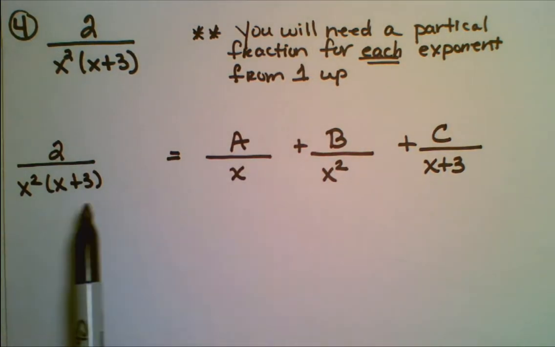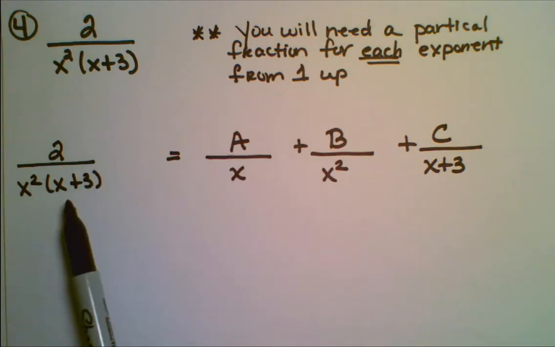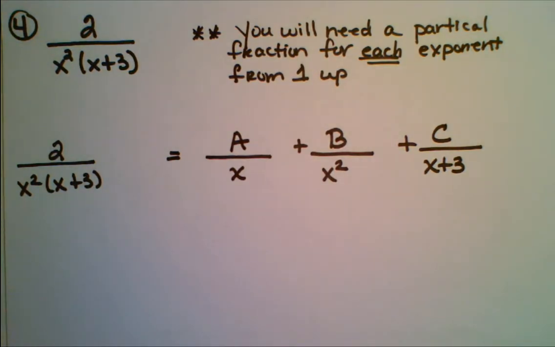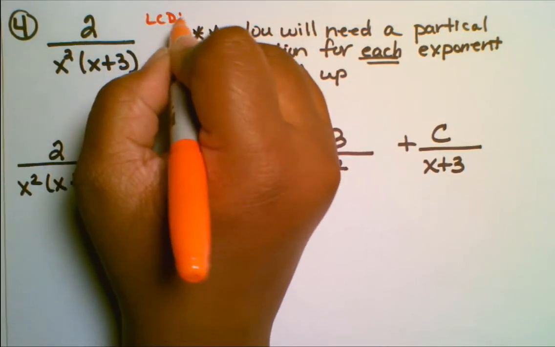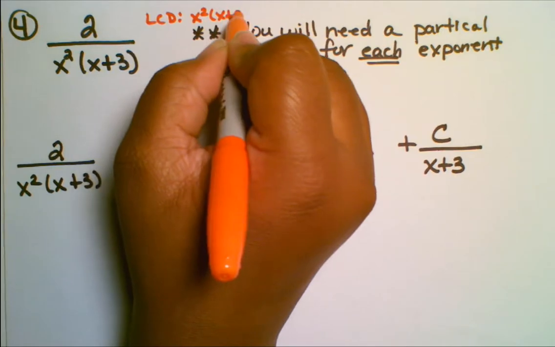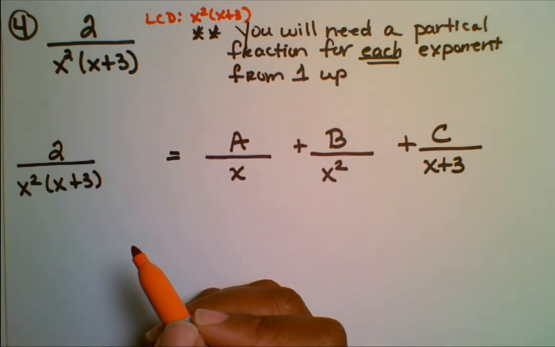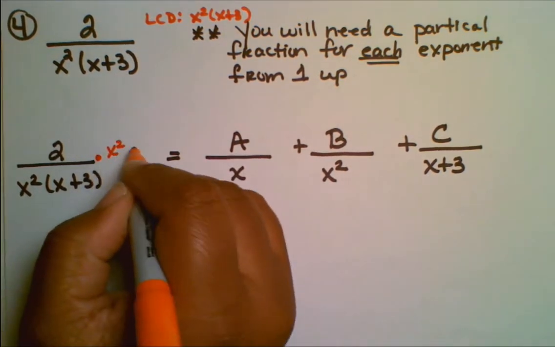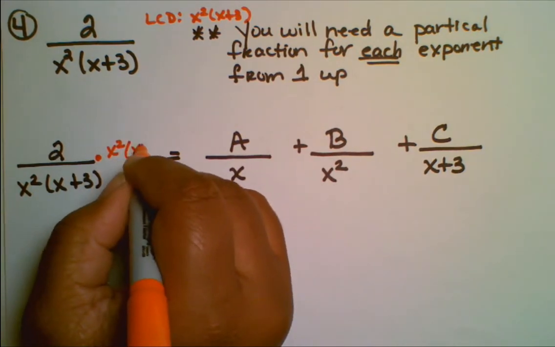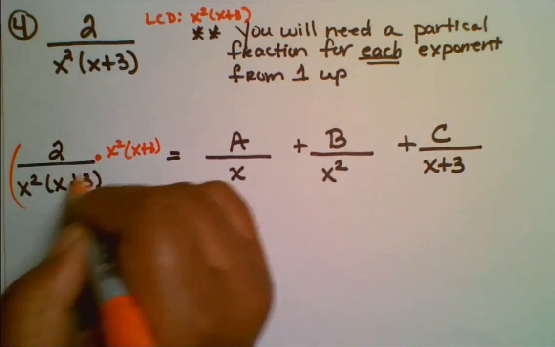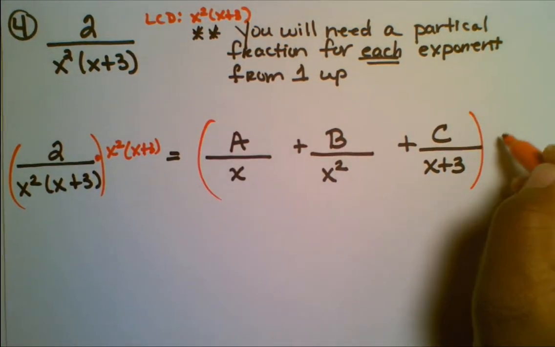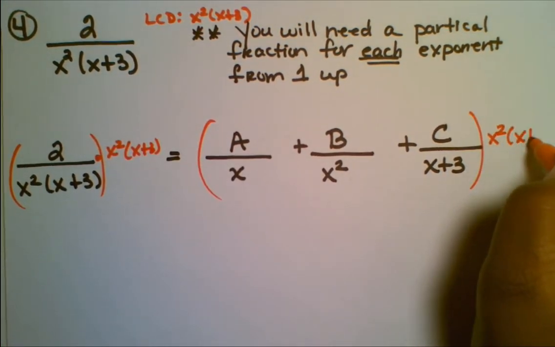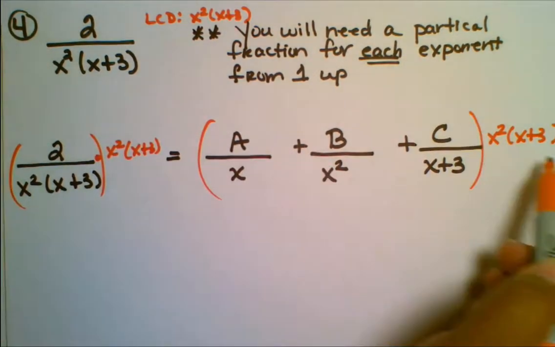Now at this moment, we want to get rid of the denominator, and we're going to do that by multiplying all terms on both sides by the LCD. And our LCD is x squared times x plus 3. That is our LCD. Let's do it this way, noting that we can distribute this x squared to each term.